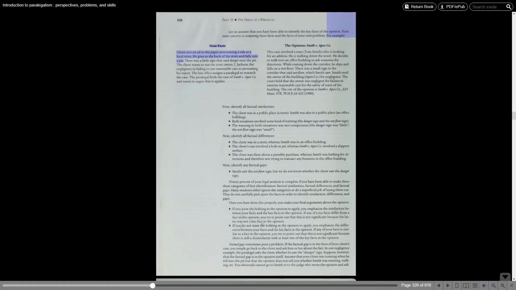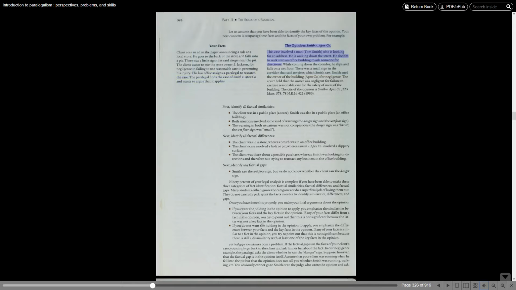For example, your client sees an ad in the paper on a sale at a local store. He goes to the back of the store and falls into a pit. There was a little sign that said danger near the pit. The client wants to sue the store owner, J. Jackson, for negligence in failing to use reasonable care in preventing his injury. The law office assigns a paralegal to research the case. The paralegal finds the case of Smith v. Apex Co. and wants to argue that it applies. The opinion, Smith v.